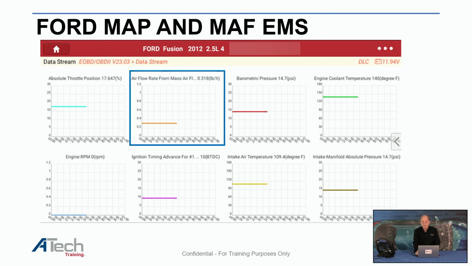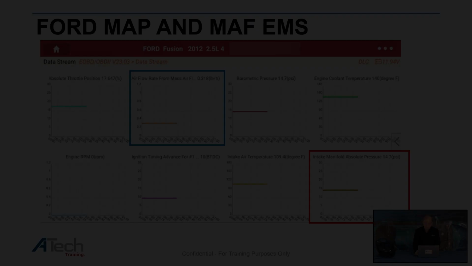Now, again, what have we got? Mass airflow sensor, and we have the MAP sensor. So this one has both. This is a 2012 Ford Fusion. If you notice real carefully, it has a battery voltage up there, and the battery voltage is only running about 11.94. This particular vehicle needed a battery, and it had some issues on it, so that's what we did.